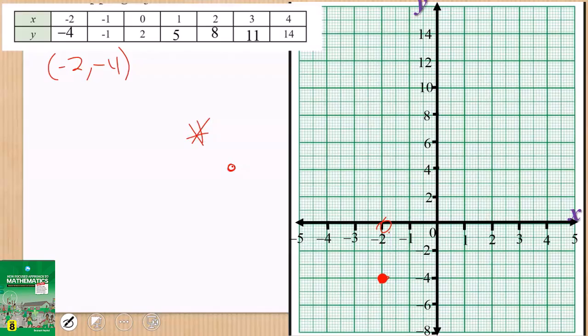Then the next pair is -1, 1. -1 is here, -1 is here, so they meet at that point. Then the next one is 0, 2. 0 for the x-axis, 2 for the y-axis, so they meet at 2.